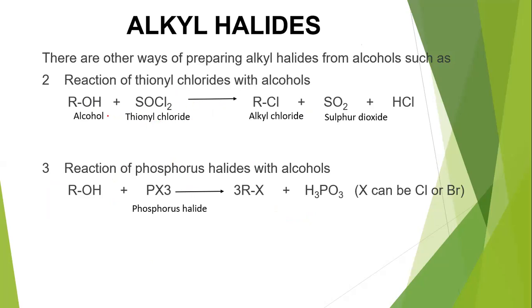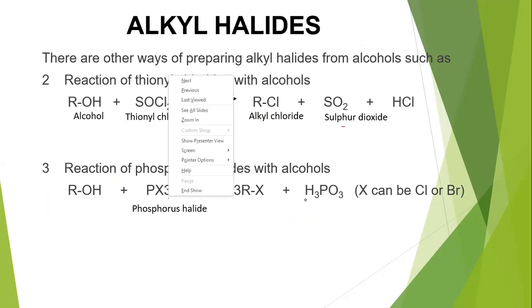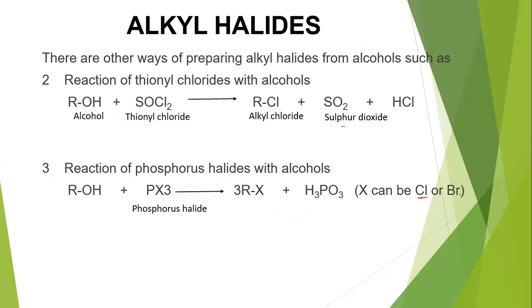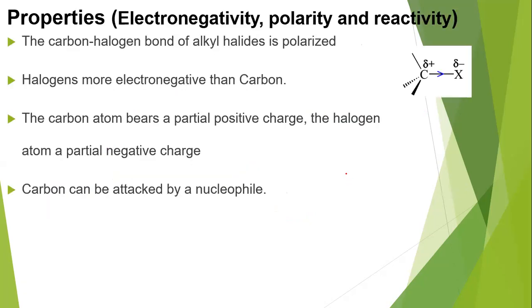The thionyl chloride. The thionyl chloride plus the alcohol gives you alkyl chloride and then gives you sulfur dioxide and HCl as side products. Then we have reaction with phosphorus halide, right? Good. So the halides that can be used in this reaction here are Cl and then bromine. The side product that you form is phosphorous acid. Good. Now properties.